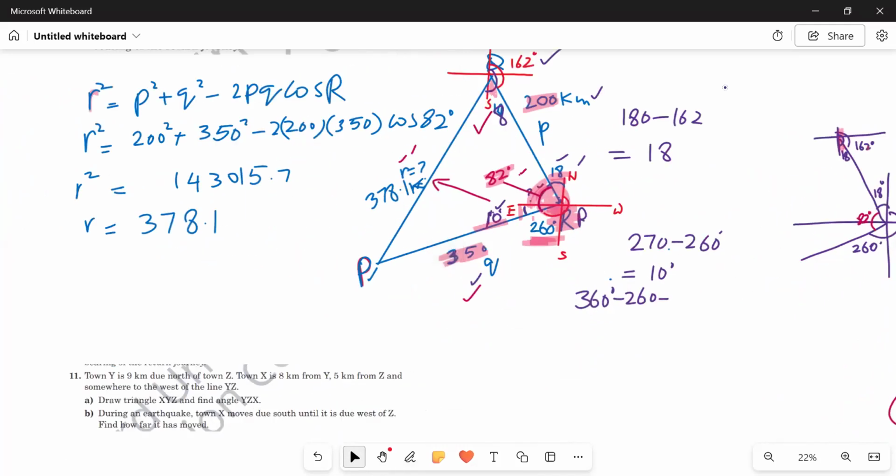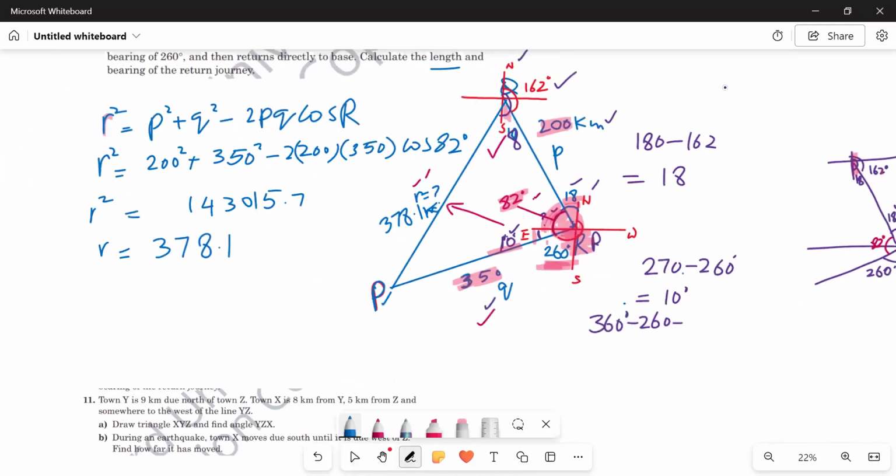Now this angle, look at here, this 80 angle, this side, and this side. We know these three sides. So we can use the cosine rule here. If we take this side, then we must know this angle. So this angle we have to find now by using the sine rule.